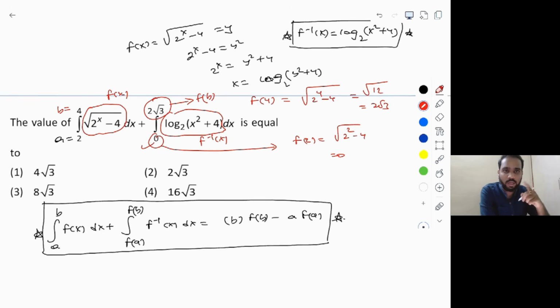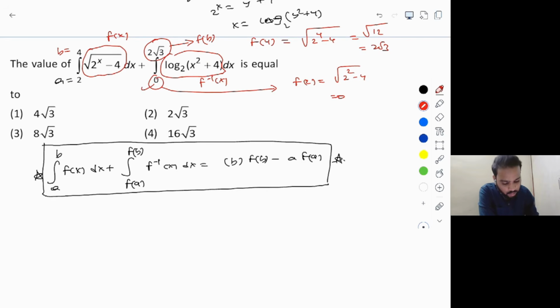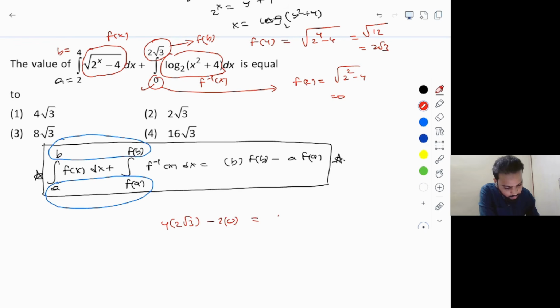Now you can notice it is exactly in the form integral a to b f of x plus integral f of a to f of b f inverse of x dx. So directly your formula should be like this. You can remember the trick like this, right? Multiply the upper limit b into f of b and subtract the product of the lower limits. So in this case your answer should be 4 into 2 root 3 minus 2 into 0, which is equal to 8 into square root of 3. Okay, it's a very easy question once you recall the property.